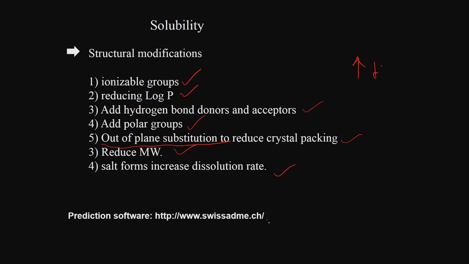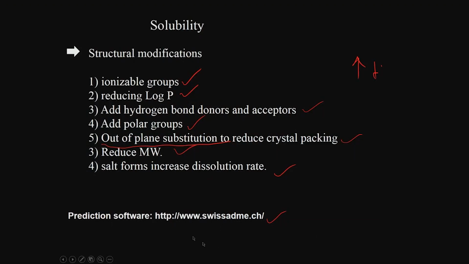As I showed you last time, this particular software, Swiss ADME, predicts the solubility of structures. We can draw some structures, and then it tells us the solubility. It is a predictive tool using a certain regression relationship. We are going to look at some of these techniques by which structural modifications can improve solubility. Okay, let us look at this.